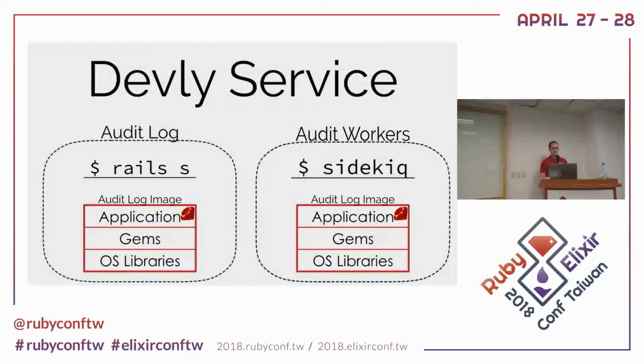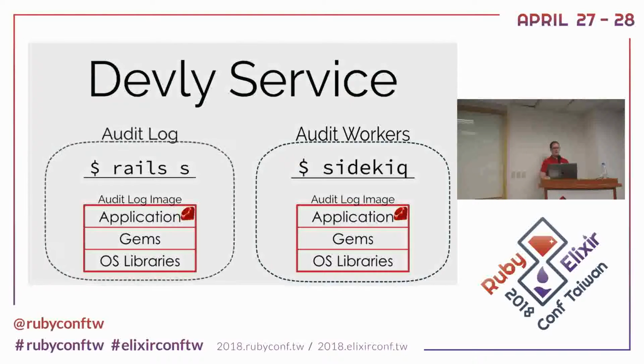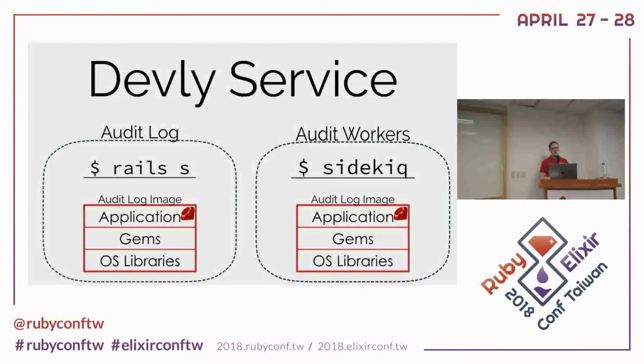audit workers service. Then when we start up the audit log service, it only runs the Rails server. And when we start the audit workers service, it only runs the background jobs. This separation makes development a little more accessible because the logs are separate. We can also test our audit workers in complete isolation from the API.